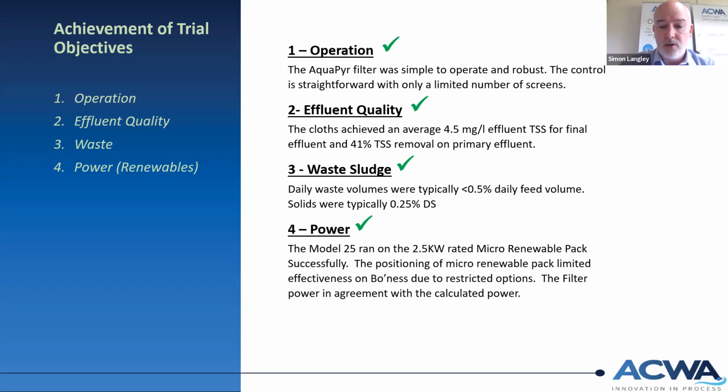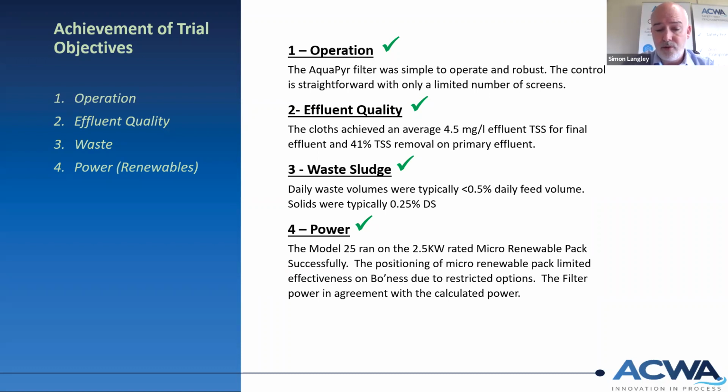In terms of the waste sludge, the daily volumes were typically less than 0.5% of the feed volume, again 10 times less than water-based systems. So for small works, that's a really important factor. And the dry solids percentage that we typically get off the waste is 0.25%. So it's very usable, very movable, very easy to deal with.